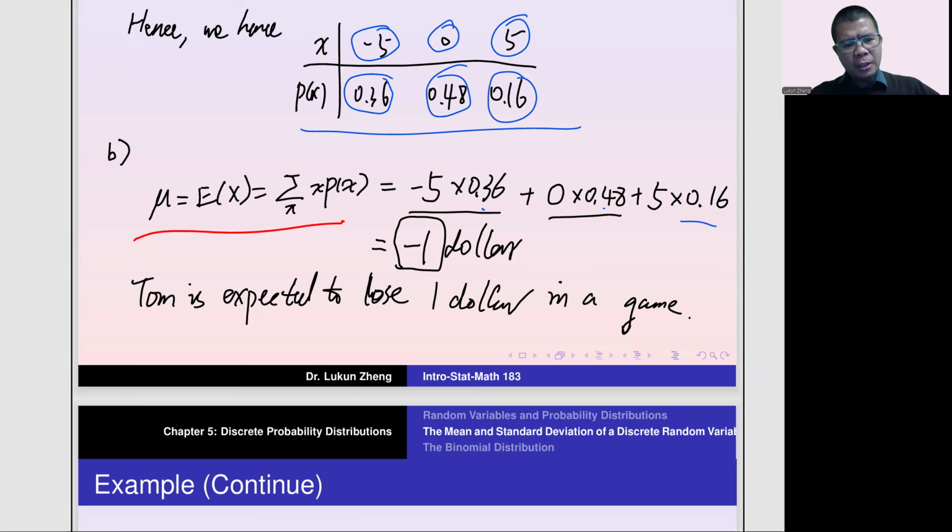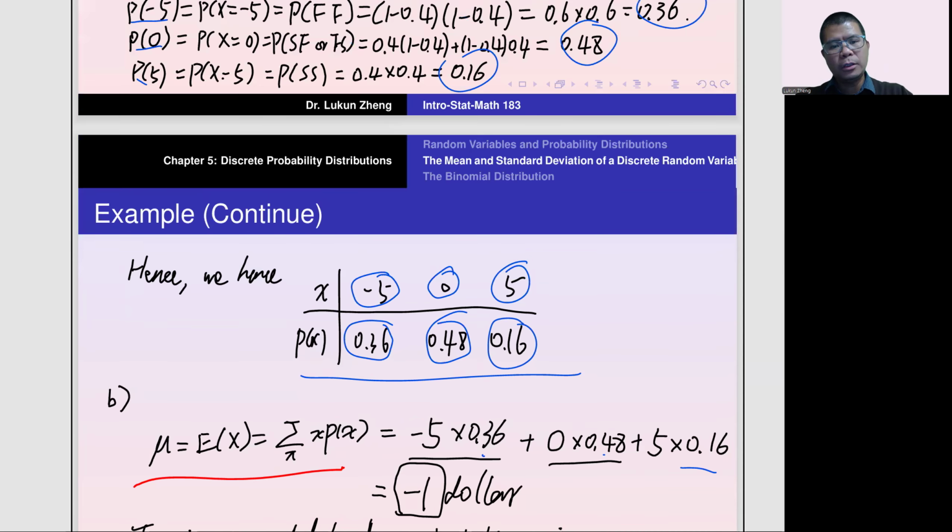You see, this product is -$1. Huh, Tom? What are you doing here? So you are expected to lose $1 in a game. You've got to increase your skills, your free throws. All right, so now you're just what?